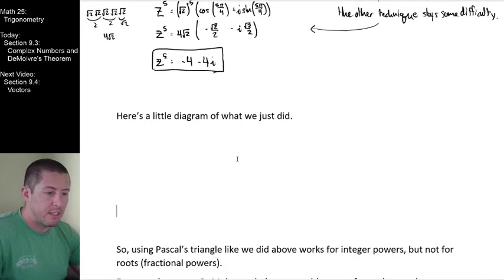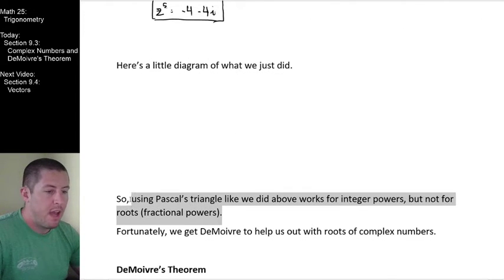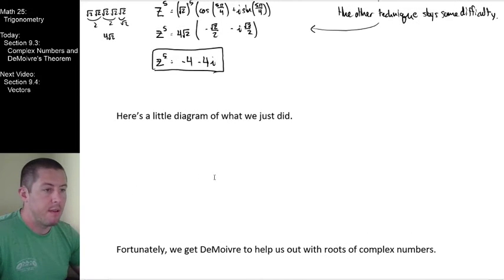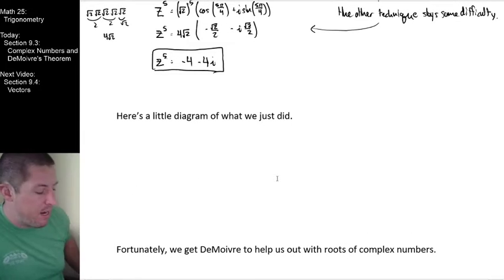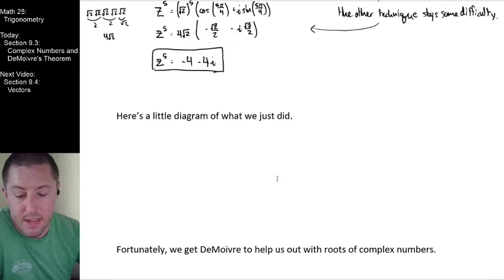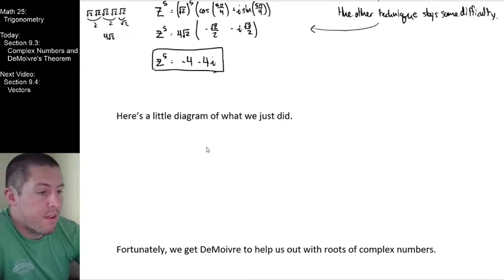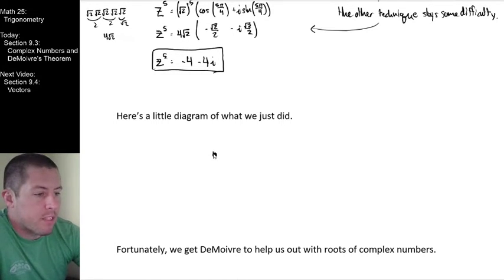So let's take a look at a little diagram of what we did. I'm just going to get rid of that statement right there, so they didn't quite really do that technique here. So here's kind of what we just did right there. I'm going to make a sort of mapping of what just happened.